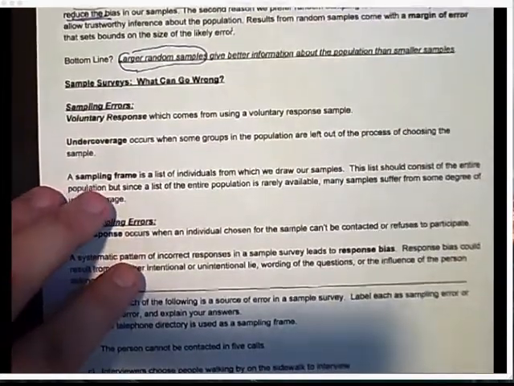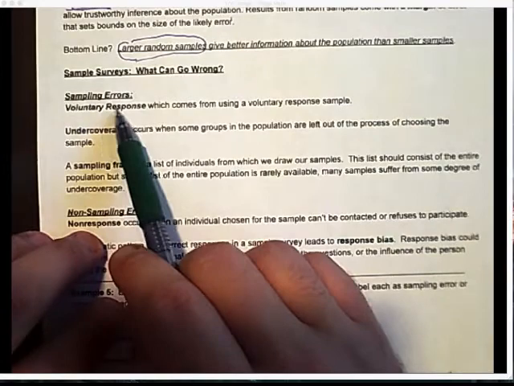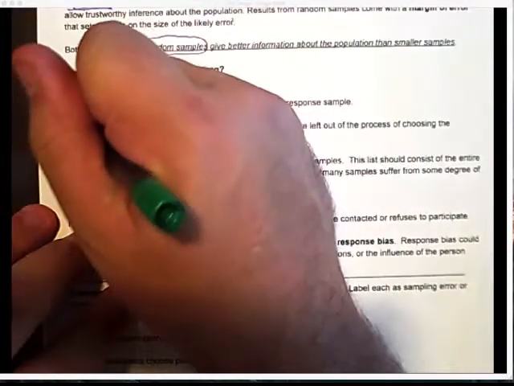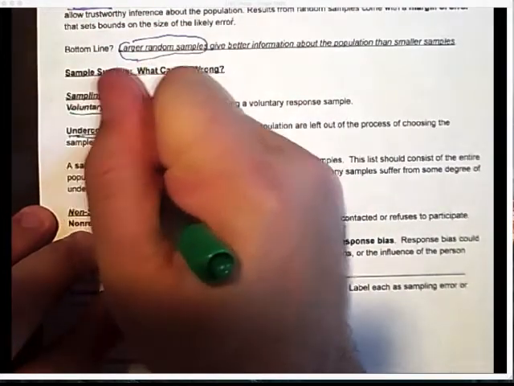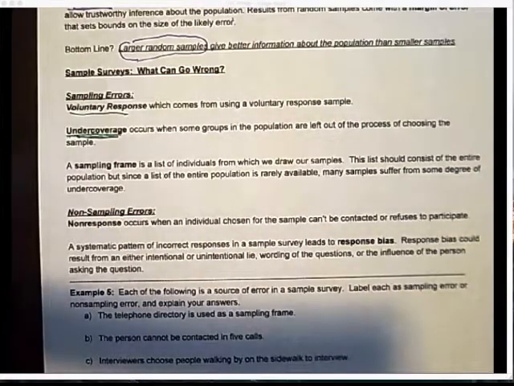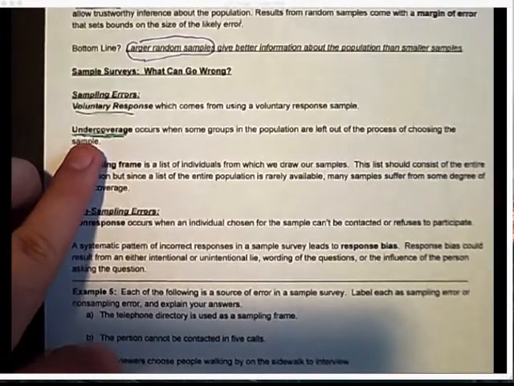So here are some types of errors that we can get when we're sampling. Well, we have voluntary response error, which comes from using a voluntary response sample. Here's the big one that's really hard to avoid, no matter whether you're using good sampling or bad sampling: undercoverage. Undercoverage occurs when some groups in the population are left out of the process of choosing the sample. So, for instance, if you want information about Americans and your method of choice to collect the data is by telephone calls, that suffers from undercoverage because you're leaving out everyone that doesn't have a telephone.